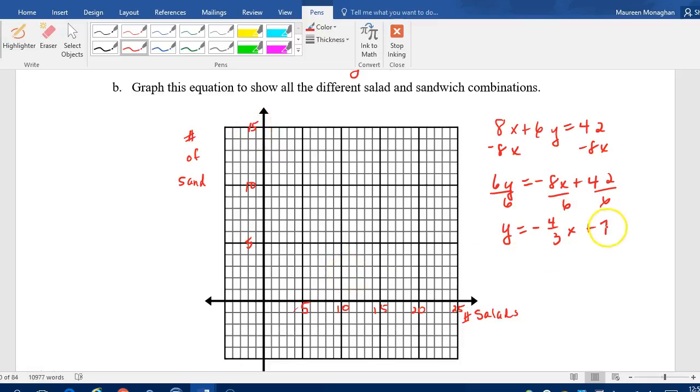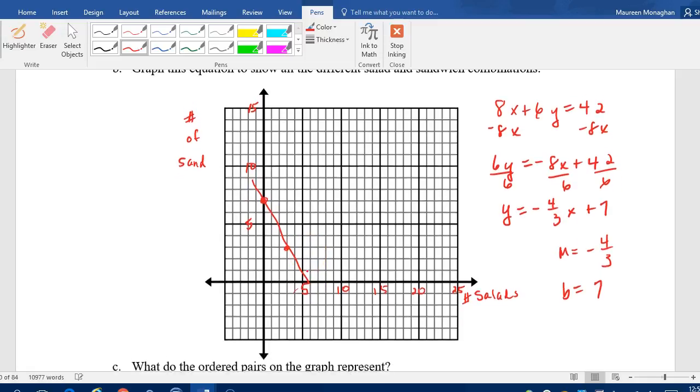Okay. Well, we're going to use our y-intercept and our slope. And our y-intercept starts at 7. So we're going to go here to 7, plot that point. And we're going to go down 1, 2, 3, 4, 1, 2, 3. 1, 2, 3, 4, 1. Oh boy. Okay. Well, let's see what we have here. Wow. What do we see?